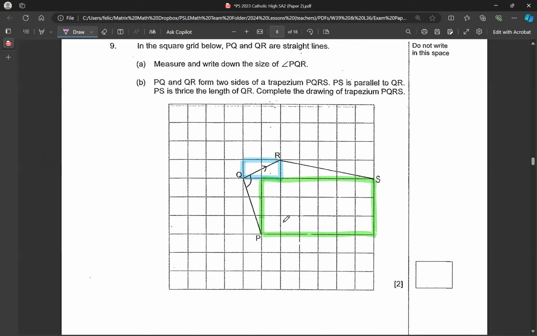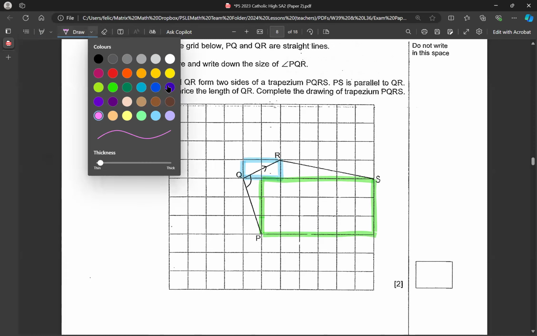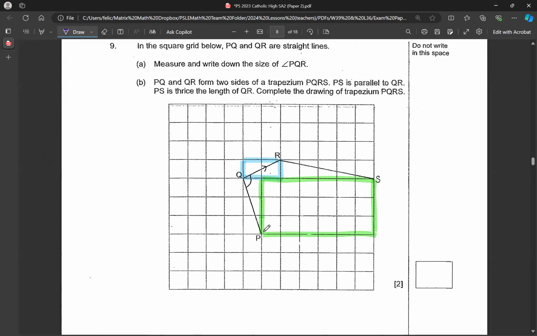Alright, so now you can connect. Okay, so R to S is here, then Q to S. Okay, I can't use a ruler here, so I'll just do my best to connect. It'll be a very crooked line, but yours should use a ruler. Okay, something like that. Right? So please mark out the parallel sides like this. And there you go.